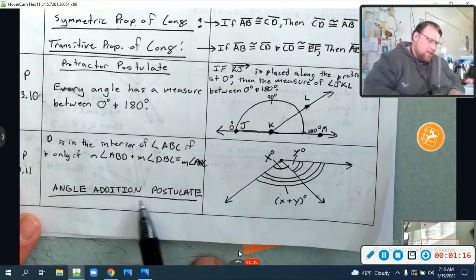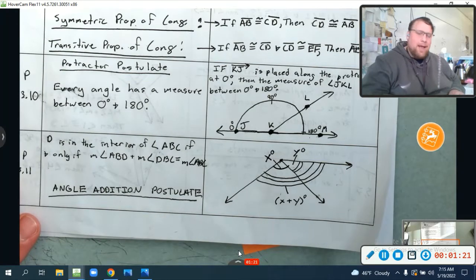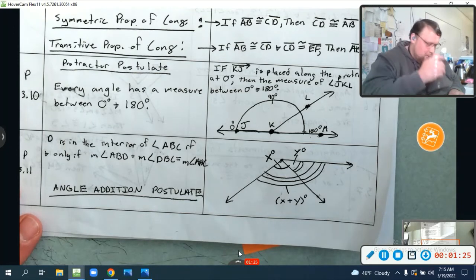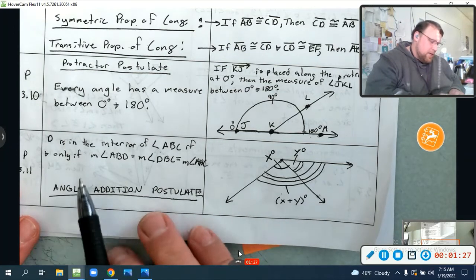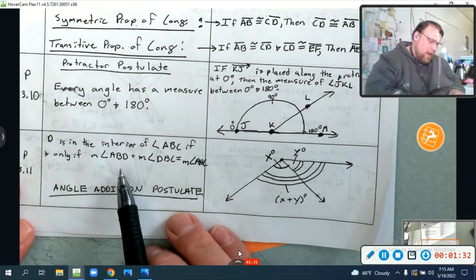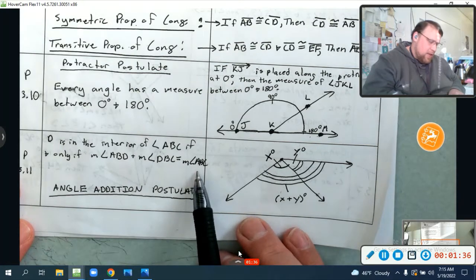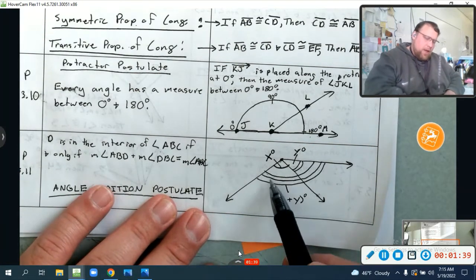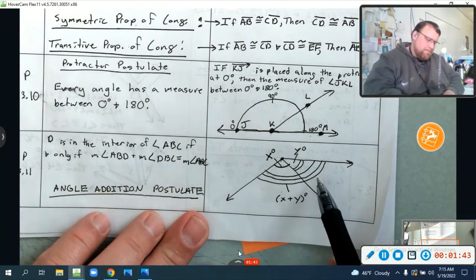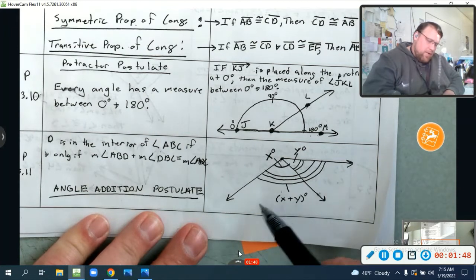Next, we have angle addition postulate. Now, some of these you'll notice I wrote the title down below. I'm sorry, I had started to write the definitions before I wrote the titles. But angle addition postulate: D is in the interior of angle ABC if and only if the measure of angle ABD plus the measure of angle DBC equals the measure of angle ABC. So for an interior angle, you'll notice I drew 3 arcs to represent that entire interior angle, okay?